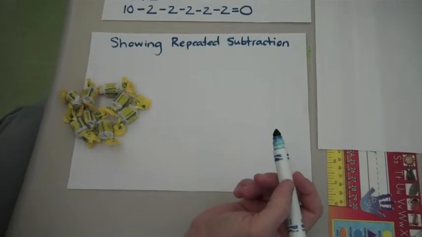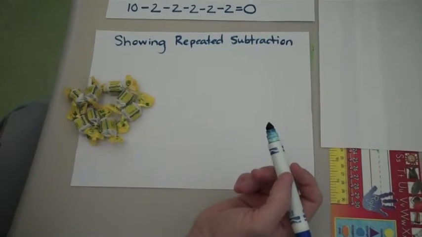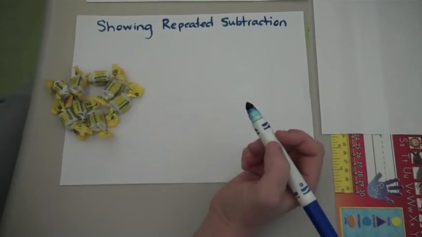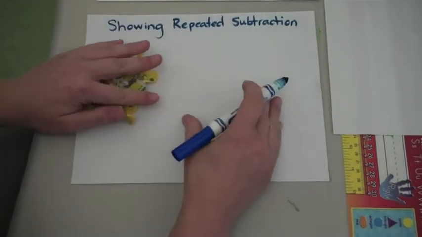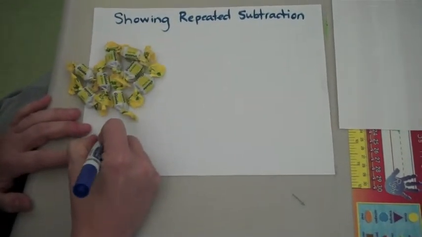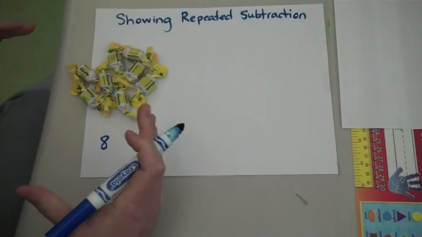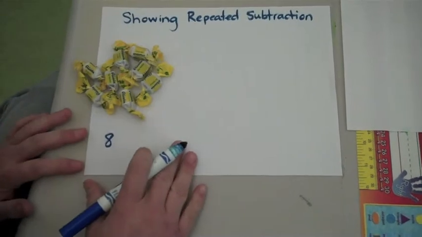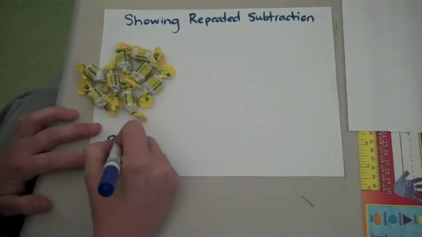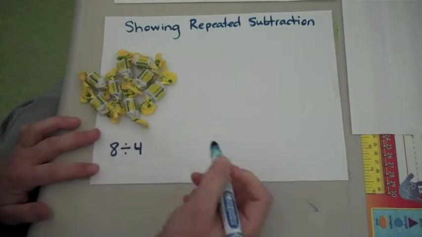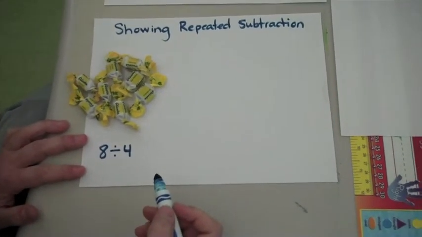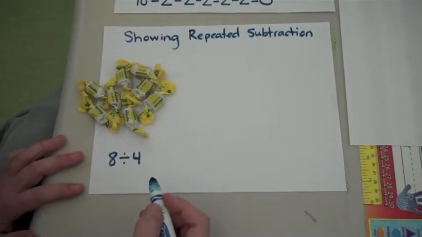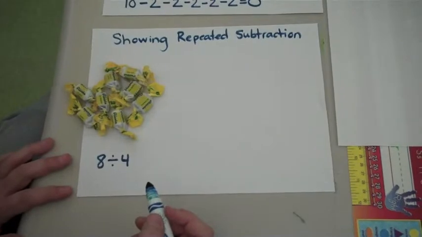Okay, so here's another example of how to show repeated subtraction when you're talking to your students at home, describing a division problem. So I'm starting out with 8 cough drops, so I'm going to write the number 8 down because that's the number that I'm starting with, and I want to separate 8 into different groups. So with this problem, we're going to divide 8 by 4. So each time I put my cough drops into groups, I'm going to subtract 4, and we're going to see how many times I have to subtract the number 4.